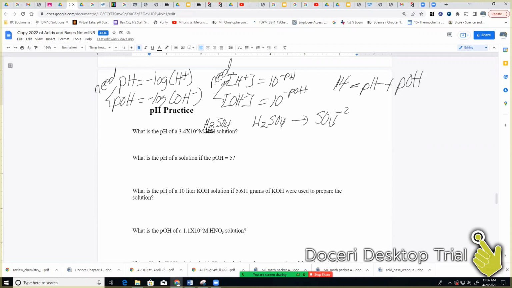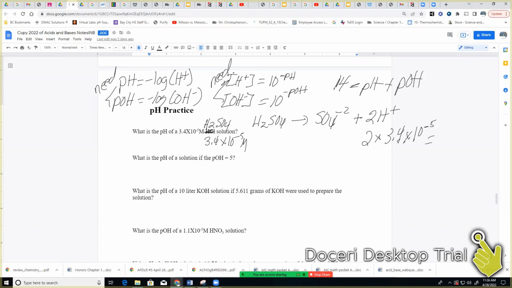Sulfate, I'm not really worried about my sulfate. I'm worried about this hydrogen ion. And because it has a subscript of 2, there's going to be 2 of those. So what that changes is if this is 3.4 times 10 to the negative fifth molar to begin with, on this side, it's going to be 2 times that, because I have 2 ions for every 1 ion of my original acid. So if you forget that, then that messes you up quite a bit.